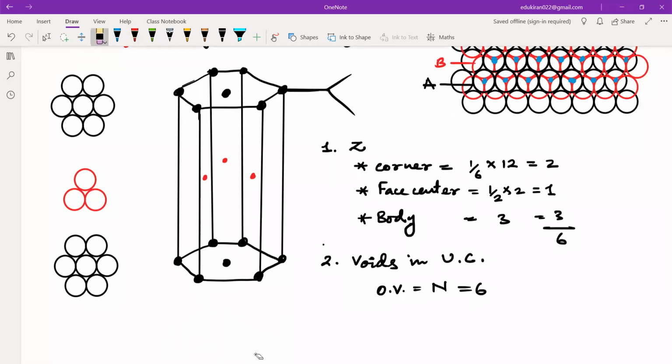Then we have the tetrahedral void, and it is equal to how much? 2N. That is equal to 6 into 2, which will be equal to 12. We have 12 tetrahedral voids and 6 octahedral voids.